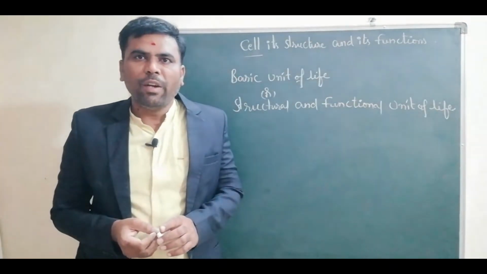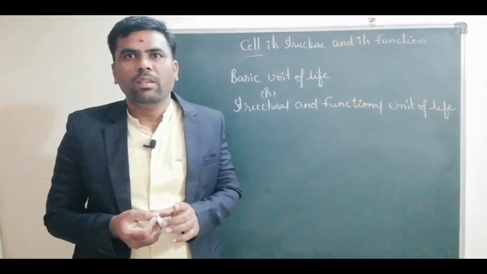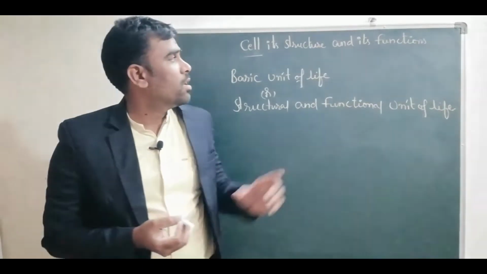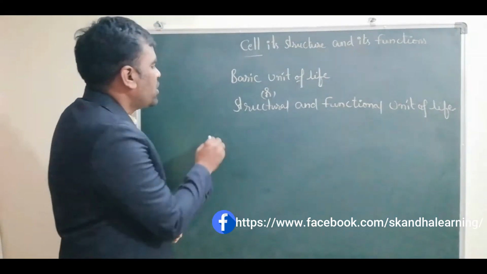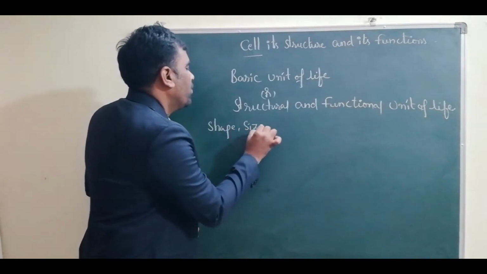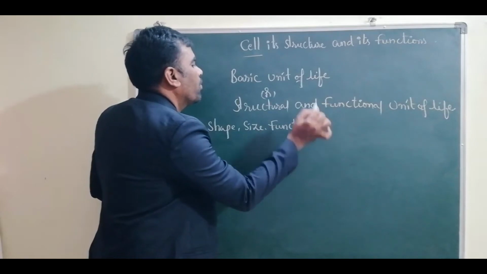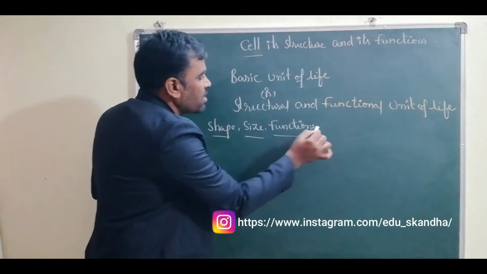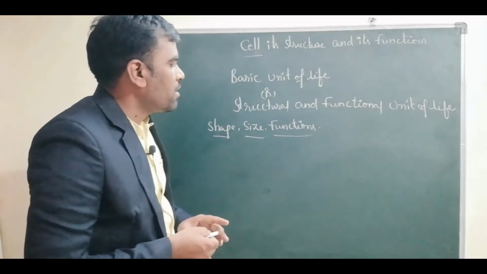We see different types of organisms in our surroundings. We see plants and animals. All these organisms are made up of microscopic units, that's called cell. The cells are of different shape, different size, as well as different function as per their requirements.